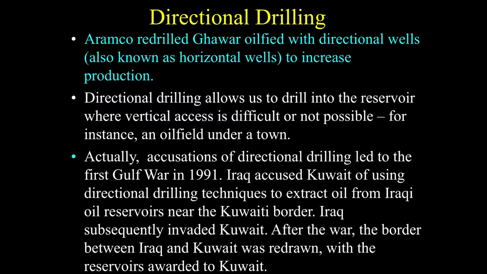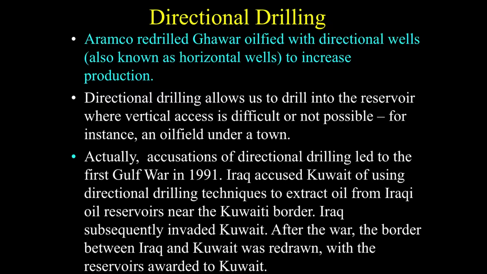Aramco re-drilled the Ghawar oil field with horizontal wells to increase production. Directional drilling allows us to drill into the reservoir where vertical access is difficult or not possible. For instance, an oil field under a town.